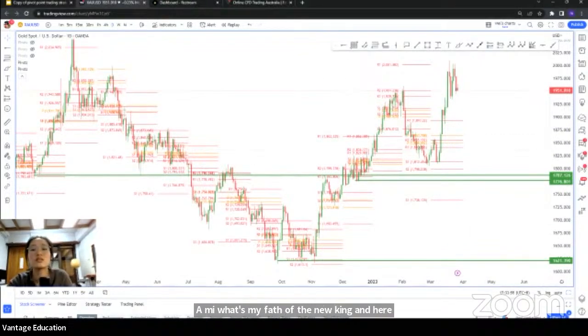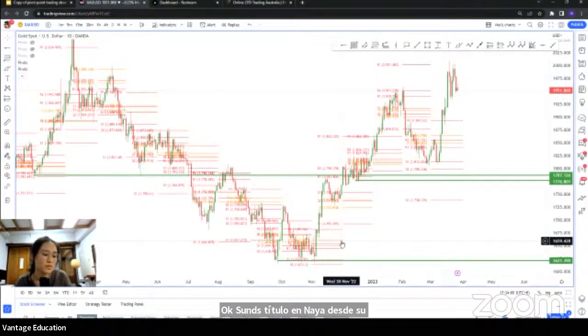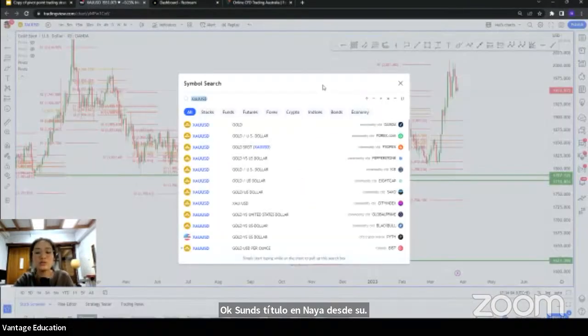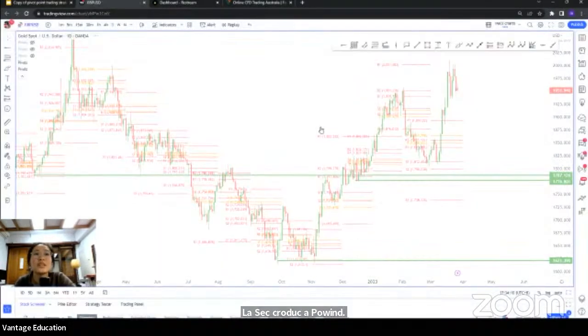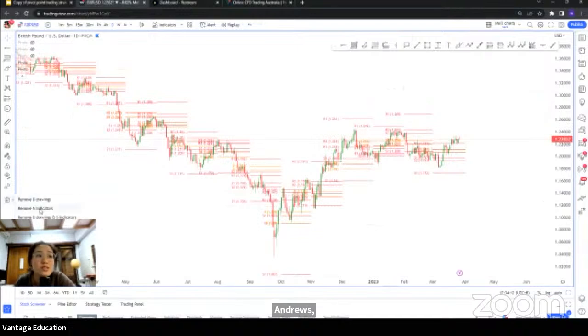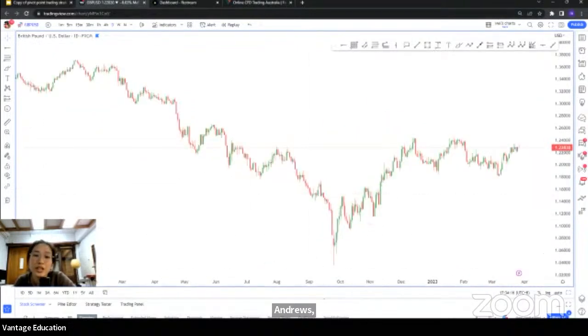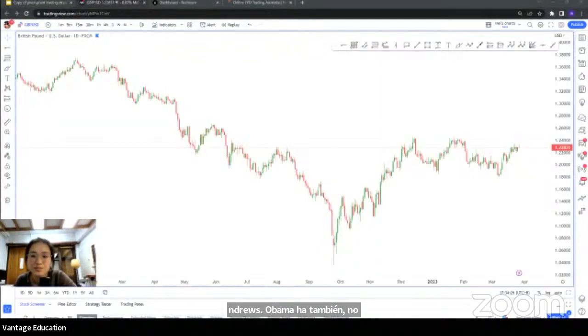Okay, so let's take a look at another chart. This is gold. Let's take a look at pound. I'm curious to know what other indicators you guys use. Do you guys also make use of the pivot point trading strategies or the indicators, or what other indicators do you guys use? Let me know in the chat. Okay, in the meantime, let's go ahead and analyze the pound.